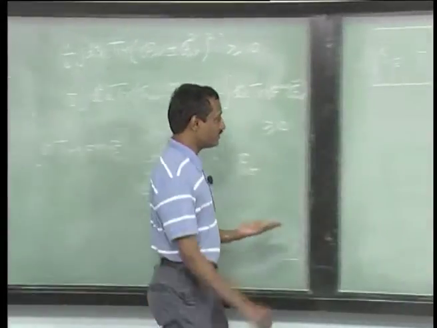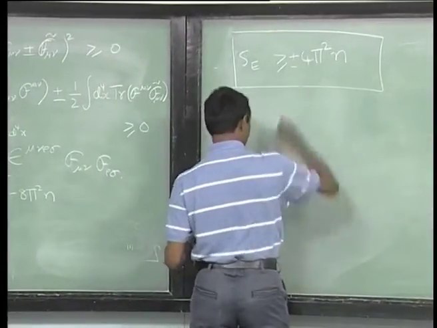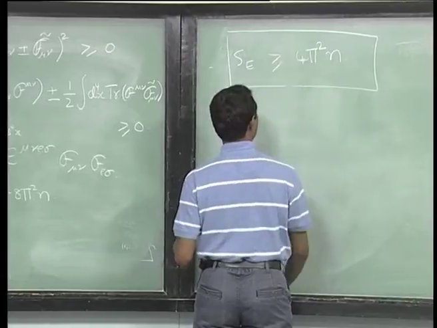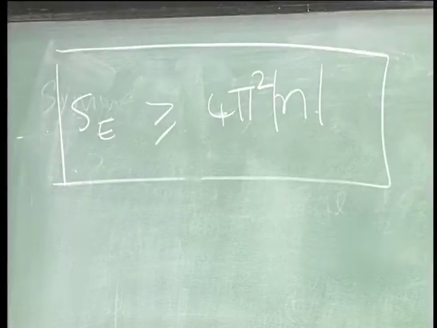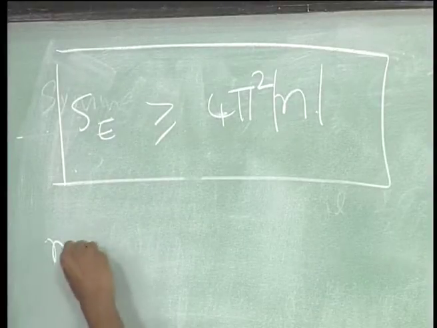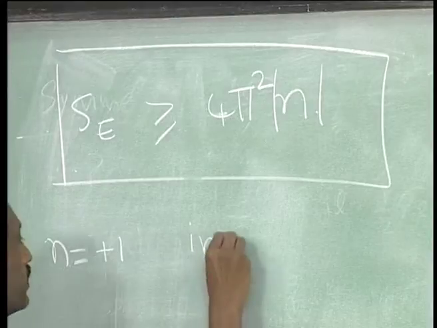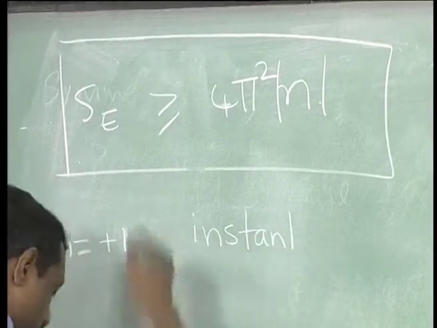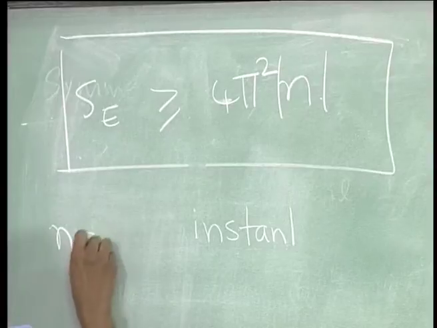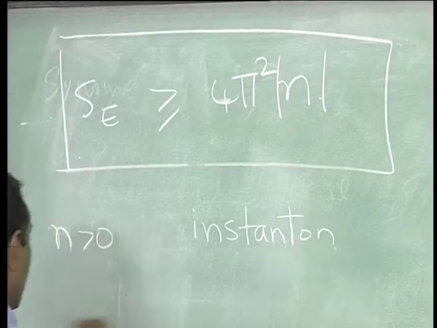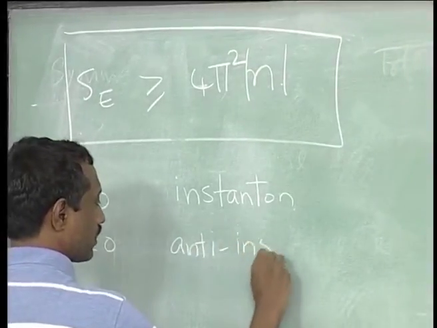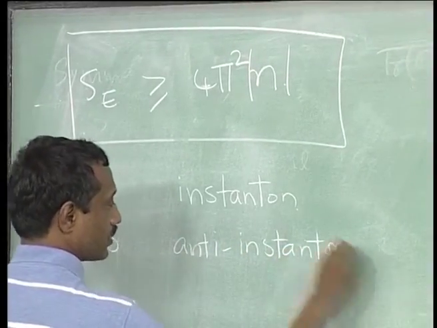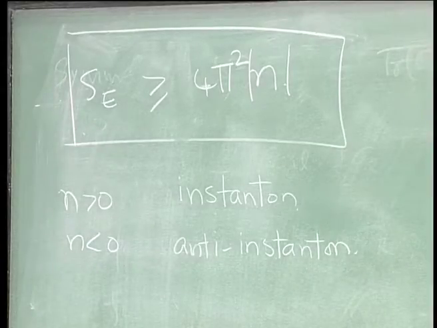Okay. So this implies that we can replace it by mod n. So depending on your convention, n positive is called an instanton, and n less than 0 is called an anti-instanton. And now you can ask, when is the bound saturated?